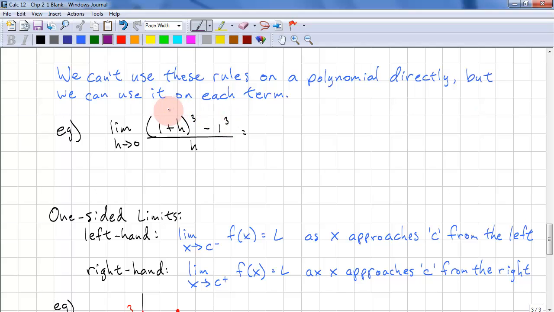Here, you might recognize this function as x cubed. So we're finding the tangent of x cubed at 1. So this is limit h approaches 0. We expand this using the binomial expansion theorem, and that's h cubed plus 3h squared plus 3h plus 1, minus 1, all over h. We cancel out the 1's. We can cancel out an h from each term.